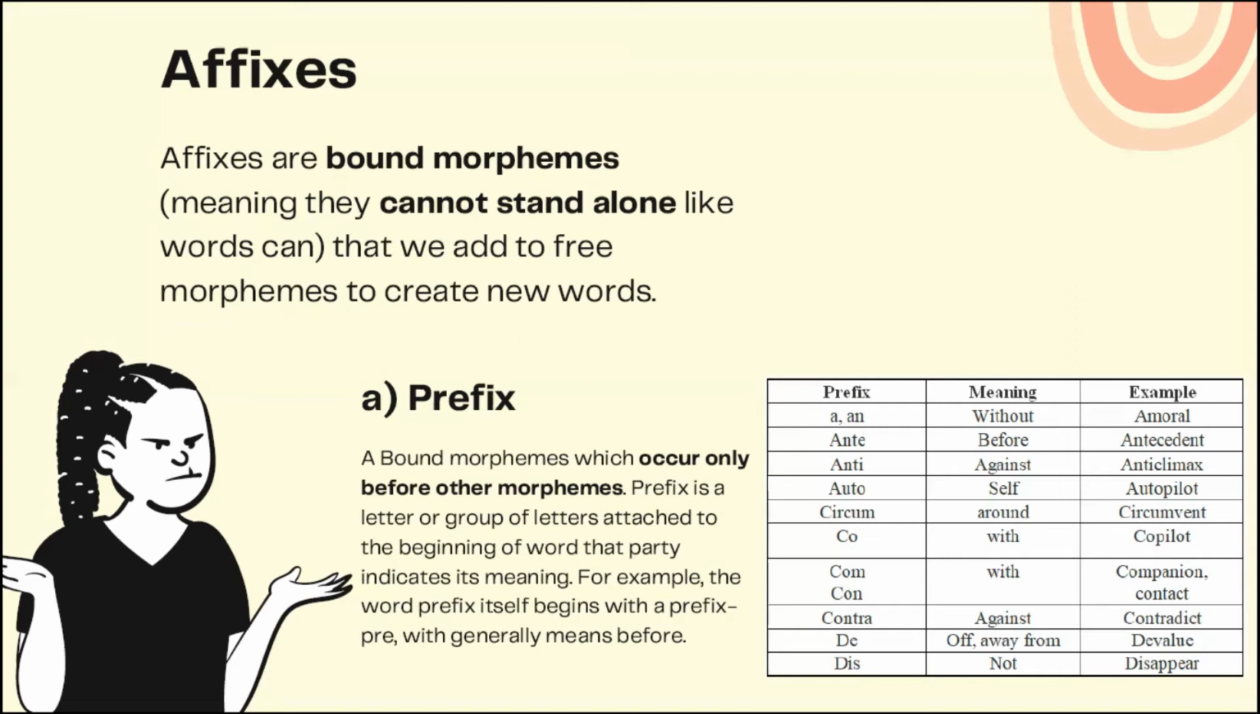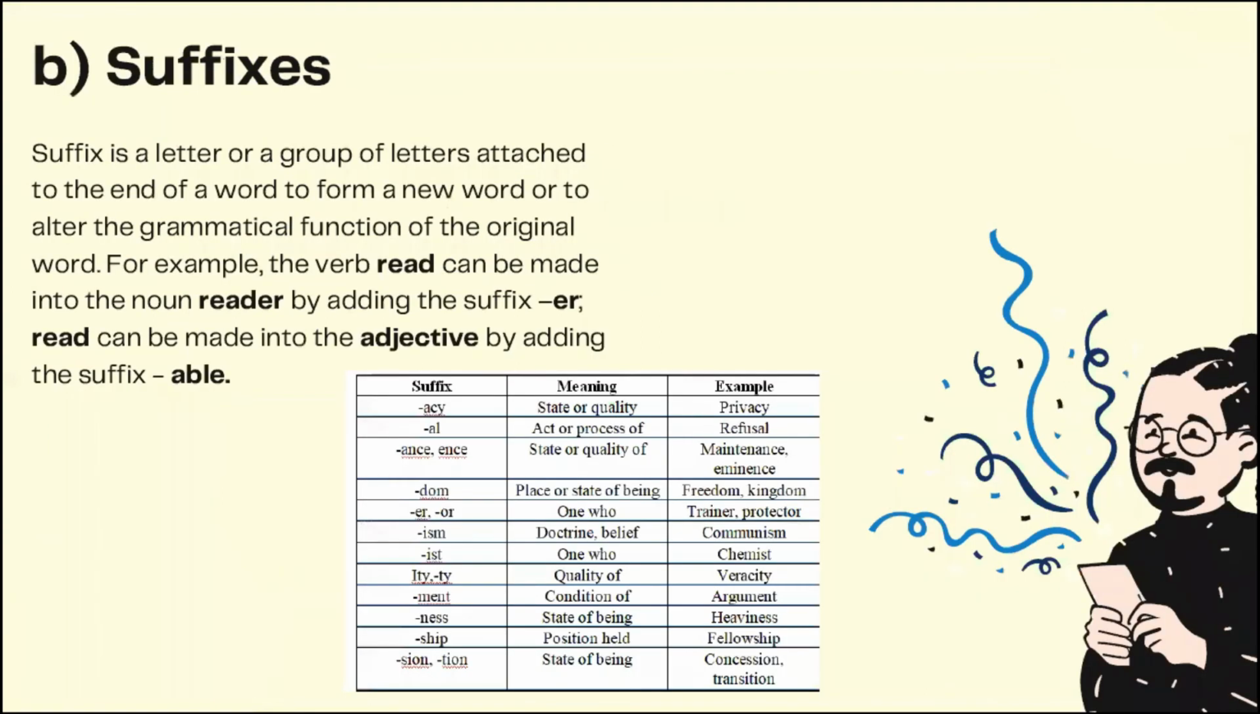Moving on to the second explanation, which is suffix. A suffix is a letter or a group of letters attached to the end of a word to form a new word or to alter the grammatical function of the original word. So this is what I was talking about: affixes can change a word class or part of speech, especially suffixes.